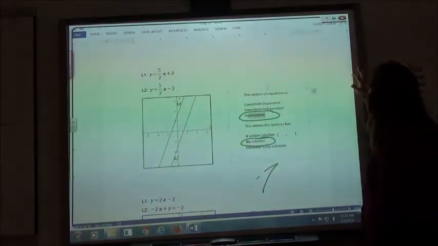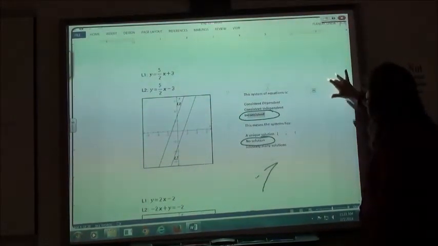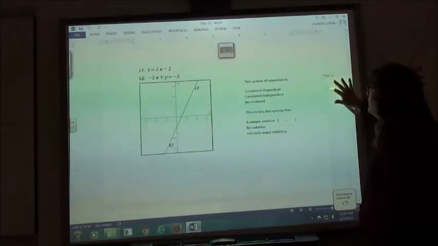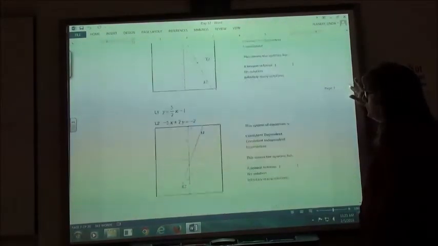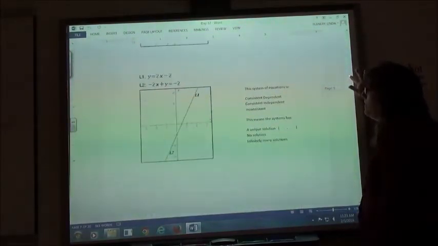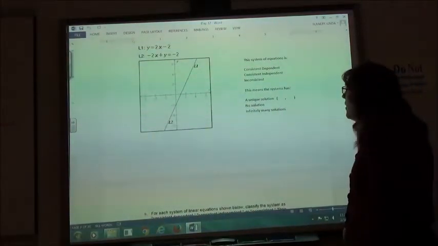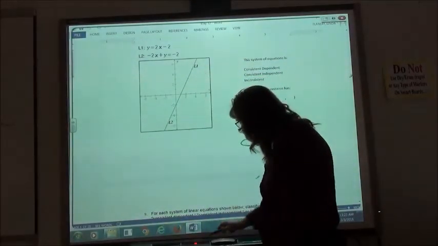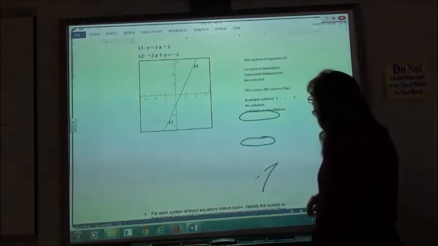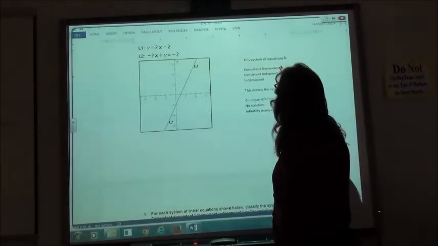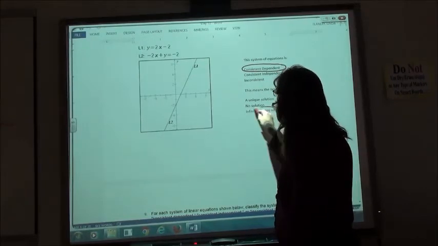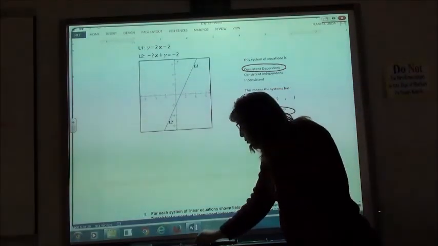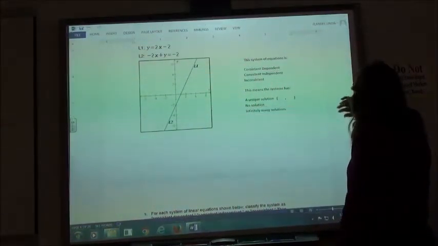The third one on this one is the one where I have line 1 right on top of line 2. If line 1 is on top of line 2, they're actually the same line. Those are consistent, dependent, and have infinitely many solutions. One more of those. Go ahead and try to answer number 9 while I'm trying to get the board to write.